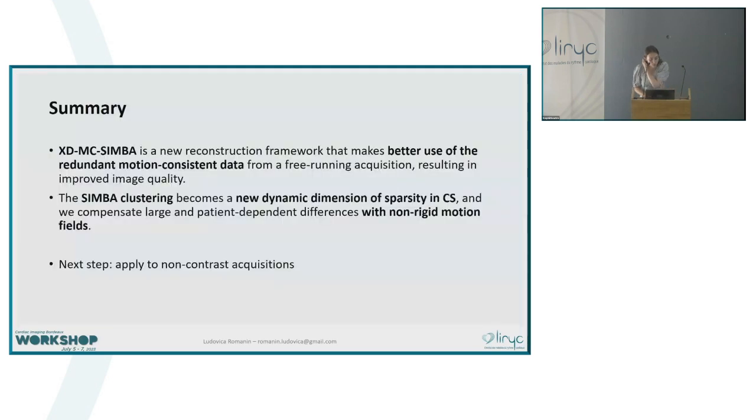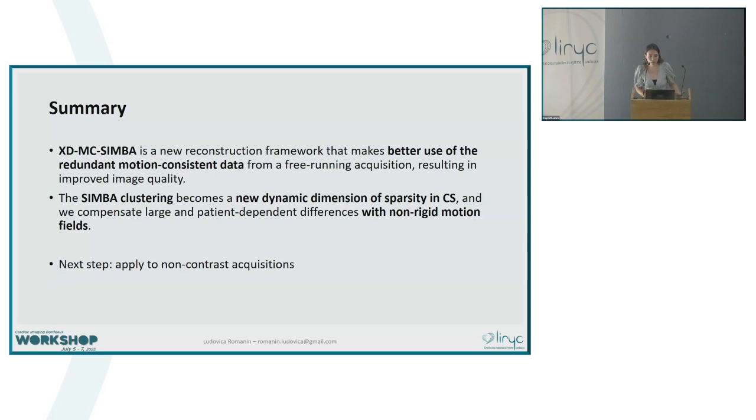So to summarize, we are able with this framework to better use the information from a free running acquisition by using the concept of the Simba clustering as a dimension compress sensing. And by applying our rigid motion fields, we correct for deformations that we have no control over when we apply this type of clustering. But of course, this is with ferumoxytol, so it works really well because we have this information extracted from the superior inferior projections where we can really track the position of the heart thanks to the high signal from the blood.